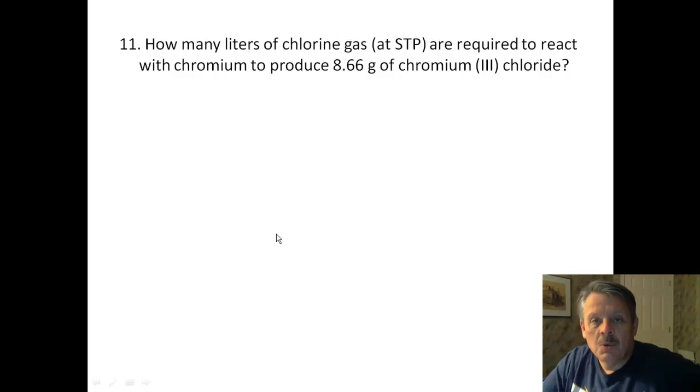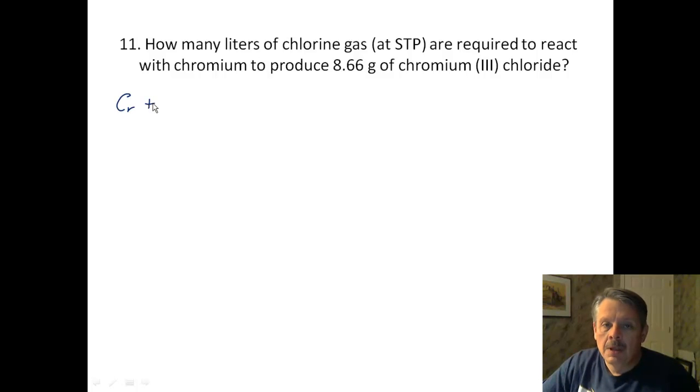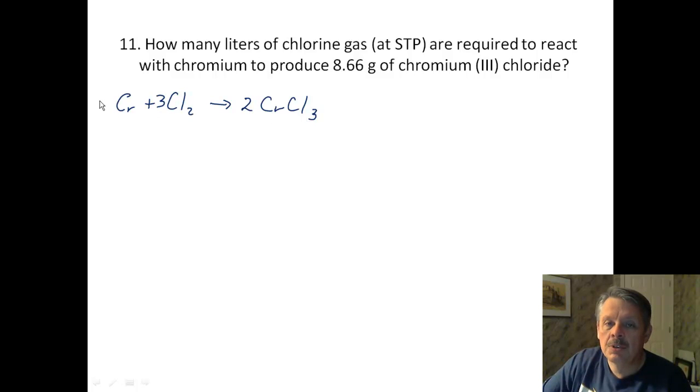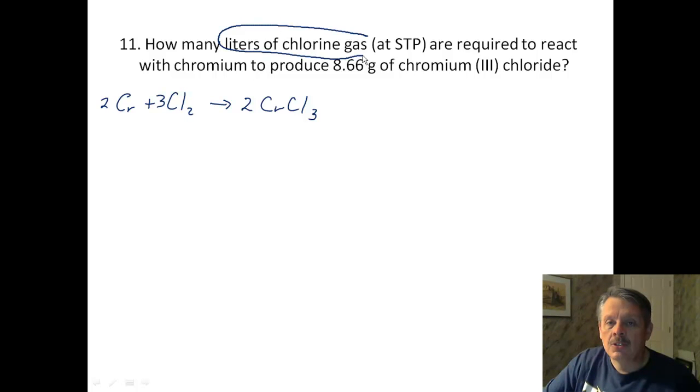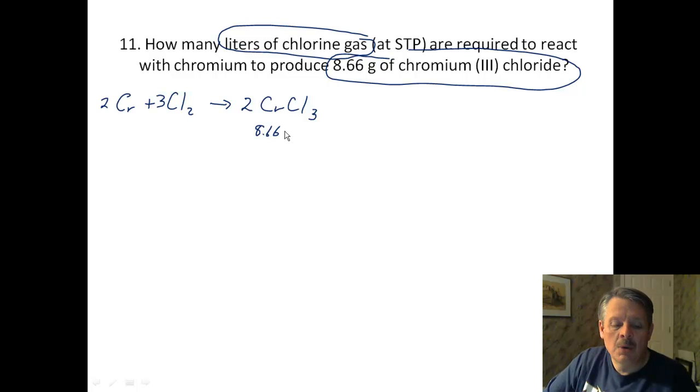All right, last one. How many liters of chlorine gas are required to react with chromium? So I have chromium, and I'm reacting with chlorine gas, and I'm producing chromium 3 chloride, which is CrCl3. Well, gee, we're back to that 3 and 2 business again. This looks a lot like the last one. We want liters of chlorine gas, so that's the 22.4, and we're dealing with 8.66 grams of chromium 3 chloride. I need to figure out how much that weighs by looking at the periodic table, and that weighs 158.355 grams.